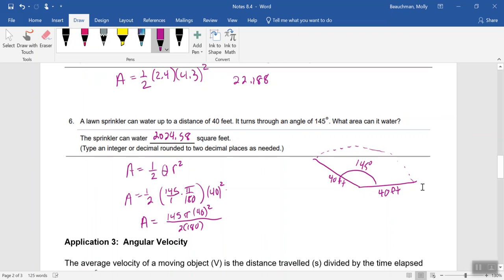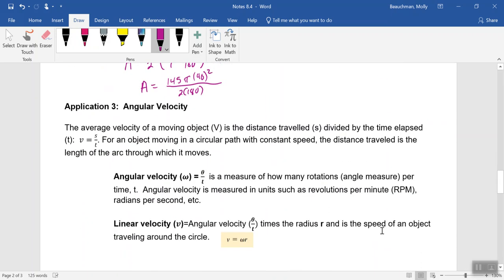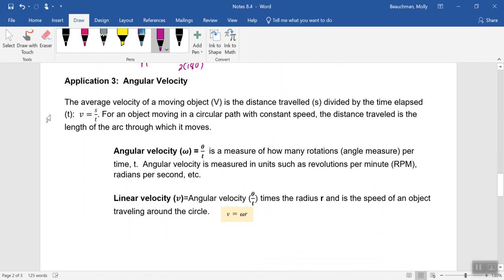All right, last application is called angular velocity. So the average velocity of a moving object, v, any moving object, is the distance traveled, s, divided by the time elapsed, t. So remember, rate times time equals distance. This is velocity equals distance divided by time. Now, if you have an object moving in a circular path with a constant speed, the distance traveled is the length of the arc through which it moves. So it's an arc length, and that's why I've got an s.